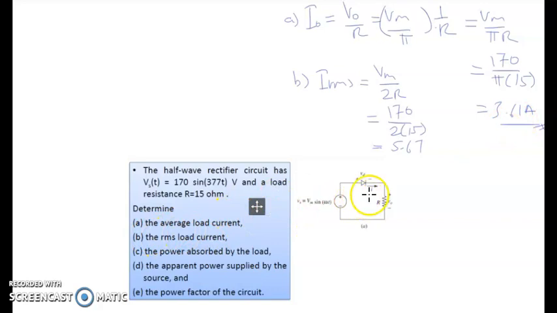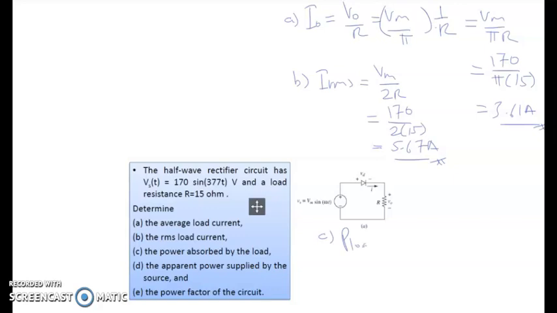Meanwhile, the RMS load current, just now in average, if you want to change into RMS, so IRMS equal to Vm divided by 2R. V peak, Vmax here, divided by 2R. 170 divided by 2 divided by 15. So you will get 5.67 ampere. So just a little bit bigger compared to average value. But the most important is that in average. But if you want to calculate in terms of power factors, we have to calculate the IRMS.